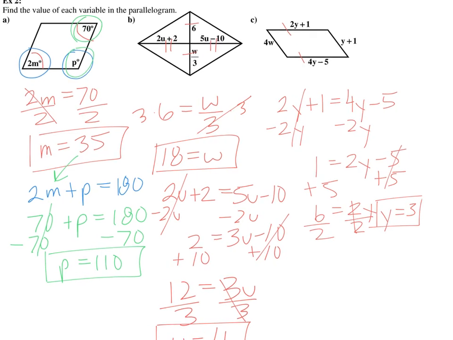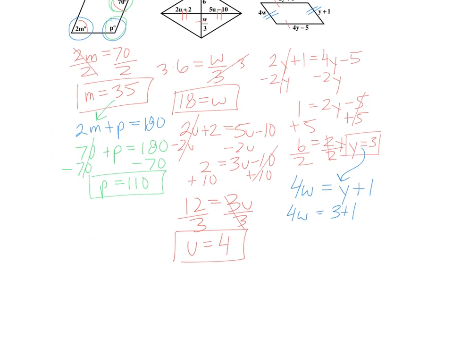All right, and now the next setup, I know that these are the same. So I have 4w is equal to y plus 1. All right, take the y and plug it in. 4w is equal to 3 plus 1. So 4w is equal to 4. Divide by 4. And w is equal to 1. Done.